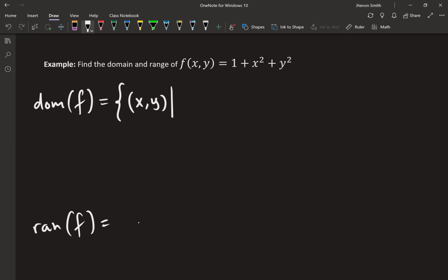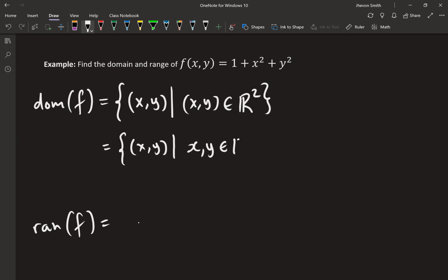So you can say something like (x, y) is an element of R2. That's one way you can say it. Another way you can say it is the set of all (x, y) such that x and y are real numbers and there's no restriction. So something like that is how you can say it.